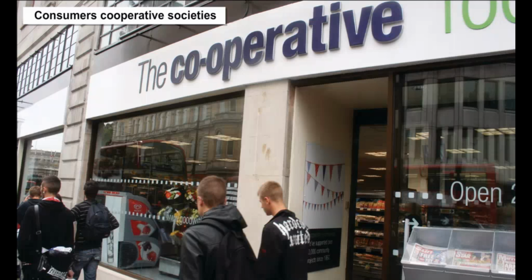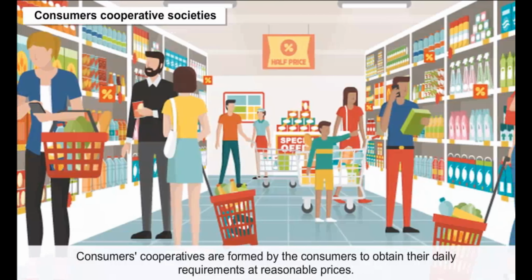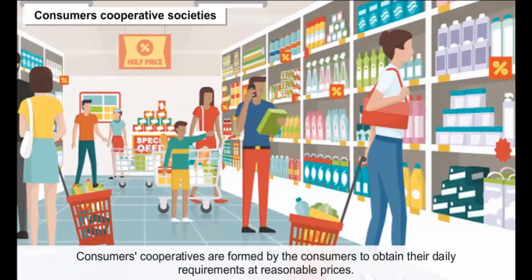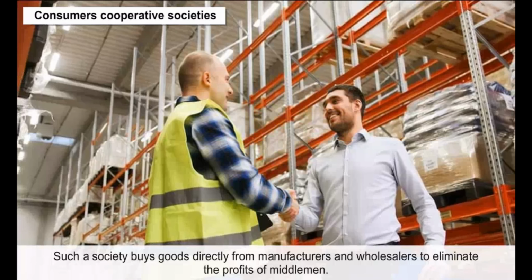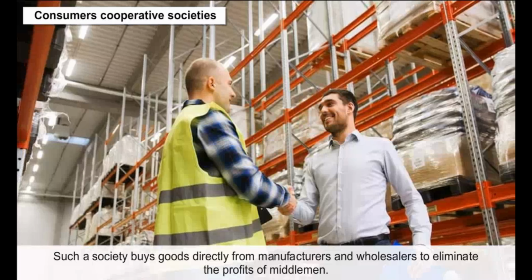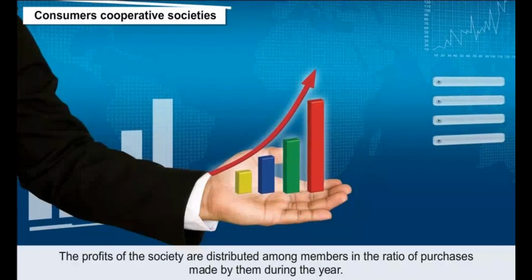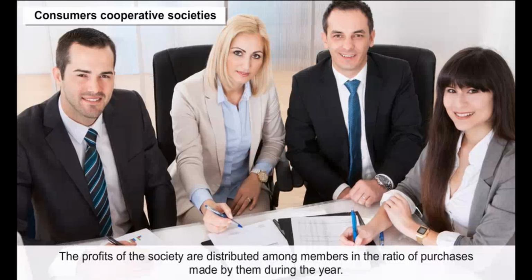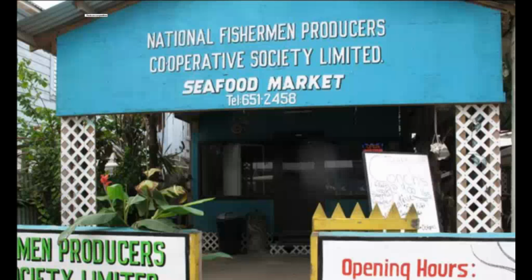Consumers' cooperative societies. Consumers' cooperatives are formed by the consumers to obtain their daily requirements at reasonable prices. Such a society buys goods directly from manufacturers and wholesalers to eliminate the profits of middlemen. The profits of the society are distributed among members in the ratio of purchases made by them during the year.